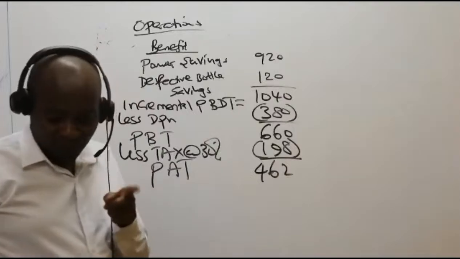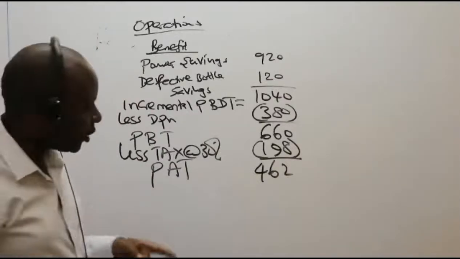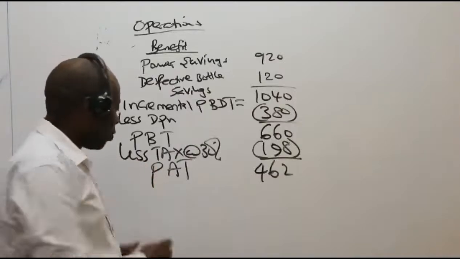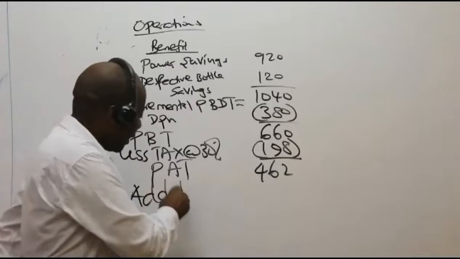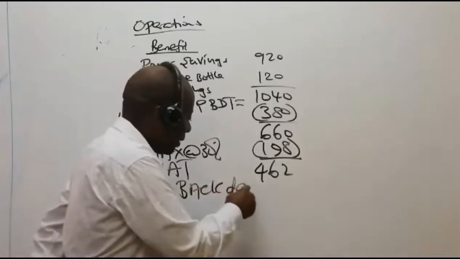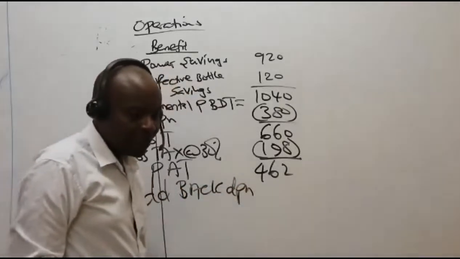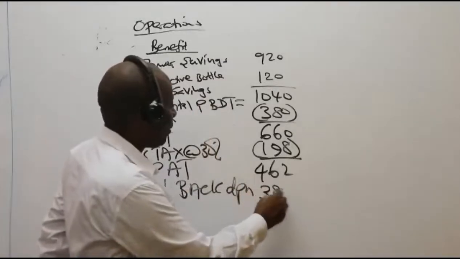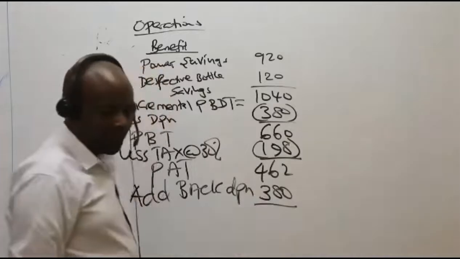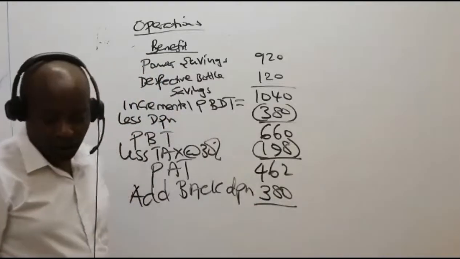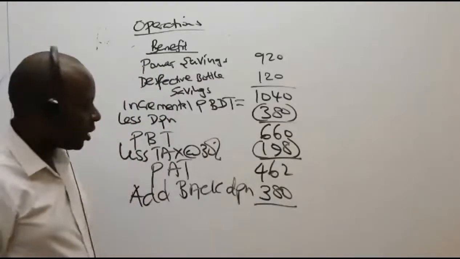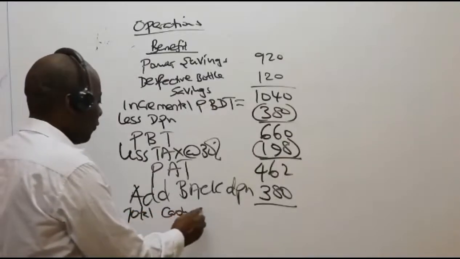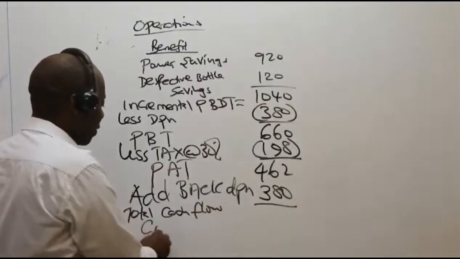Profit after taxation is 462. But because I want cash flows, I'll come and add back depreciation, my incremental depreciation of 380, like that. So could you kindly give me the total cash flow, the total cash flow which is operational in nature.